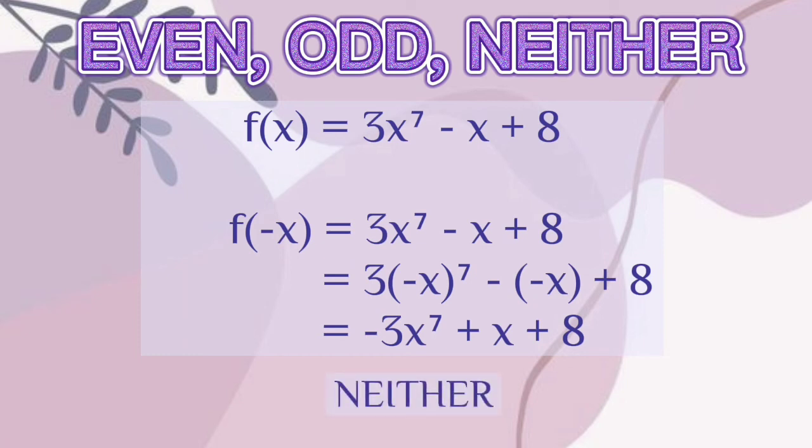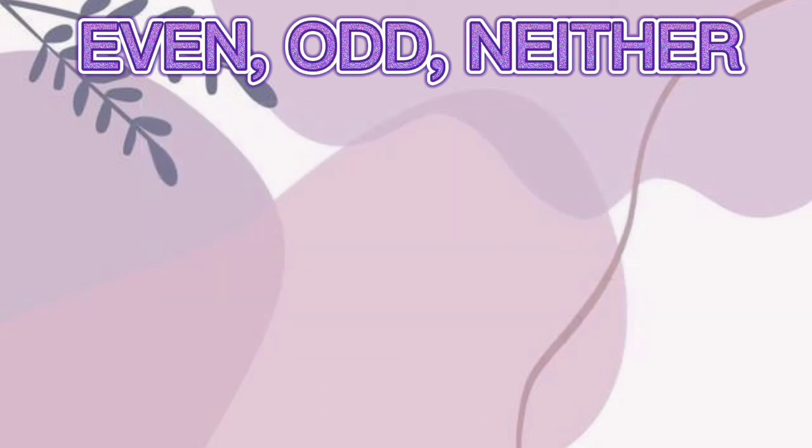Just like in the first example, we have a neither function. Why is that, ate? It should be an odd function, diba? No po, because in an odd function, we do not include the constant. But in here, we have a constant number 8. So this is not an odd function, but neither. Determining if a function is even or odd is a bit tricky, right?